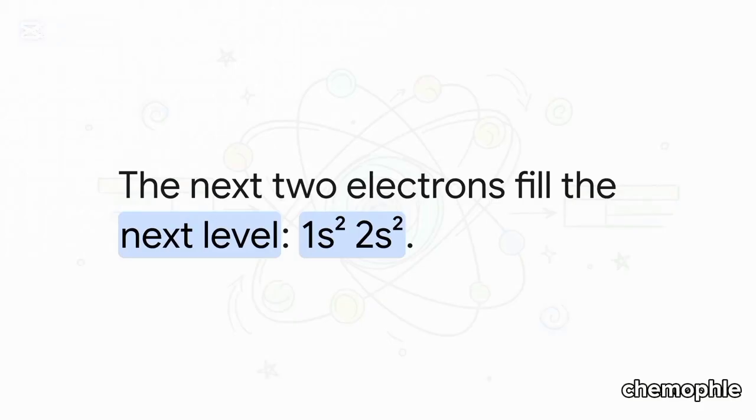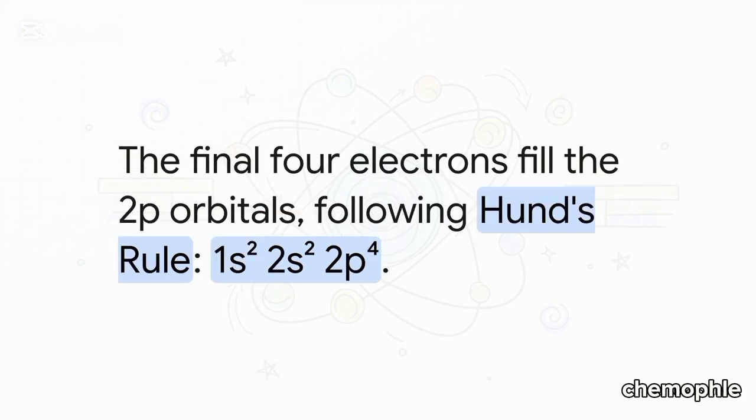What about electrons 3 and 4? Well, the 1s orbital is full now, so according to rule 1, we have to move up to the next lowest energy level, and that's 2s. Rule 2 applies again, so 2 electrons with opposite spins can pair up there. Our address is now 1s squared, 2s squared. We're halfway there. We've got 4 electrons left to place.